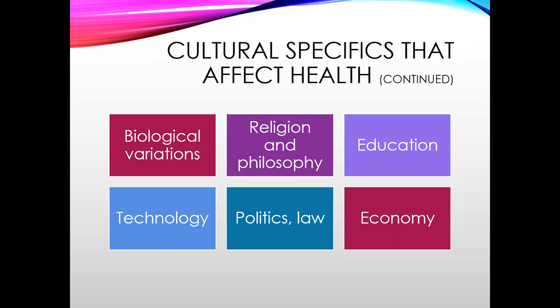We also have religion and philosophy. A person's religion may determine what healthcare is acceptable for them. For example, some religions, like Jehovah's Witnesses, do not accept blood transfusions, and many religions forbid abortion. We also have education. Education influences the perception of wellness and illness and the knowledge of options that are available for healthcare. These in turn affect the person's expectations for care.